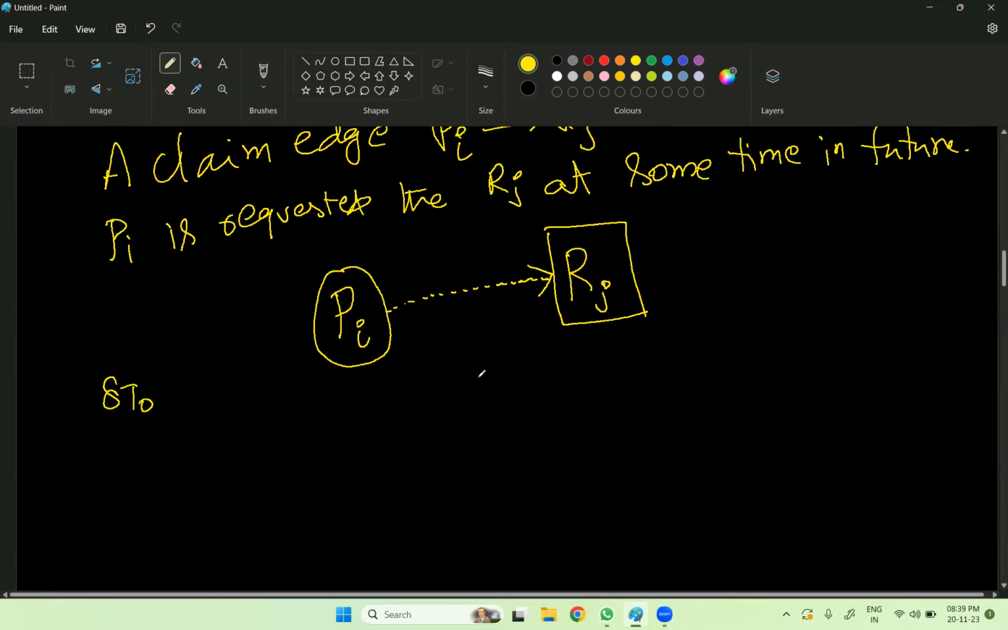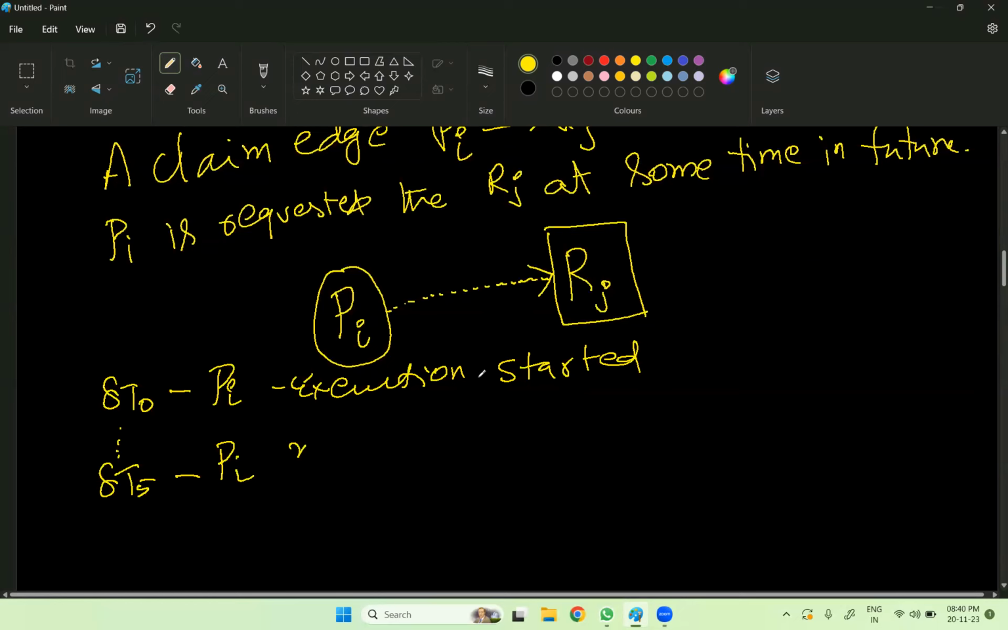In future, probably at time delta T naught, the session was started, and all the executions were started. Process Pi also started its execution at delta T naught. At that moment, resource type Rj is not required to finish its job. So time continues, and at delta T5, process Pi now requires this particular Rj.